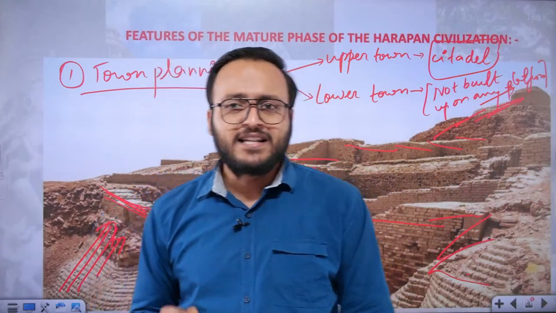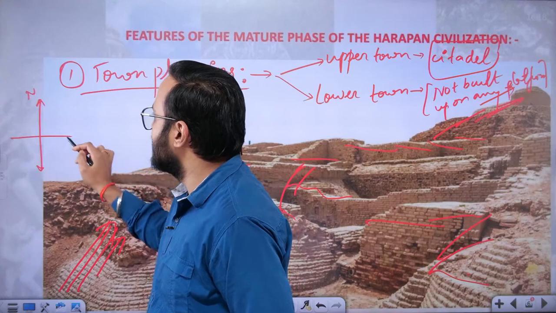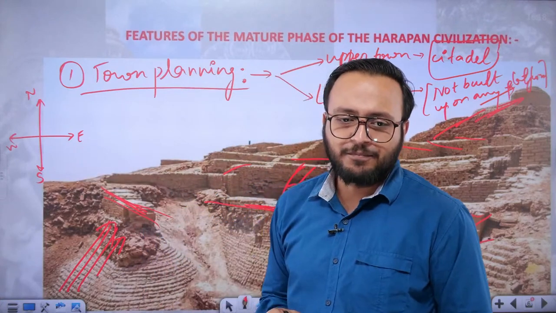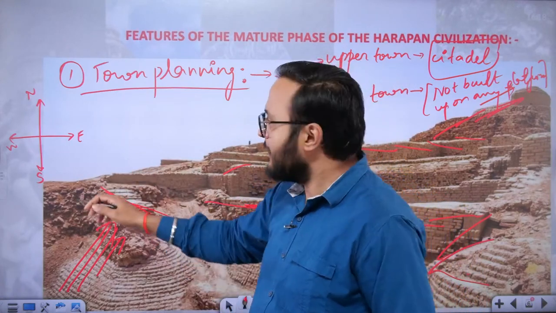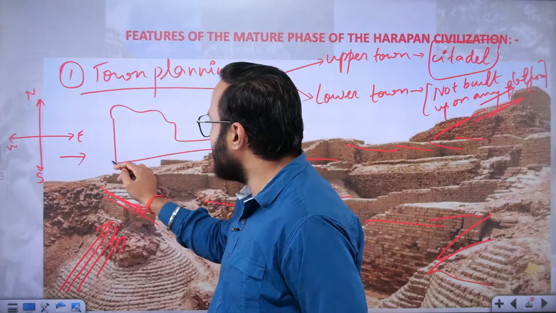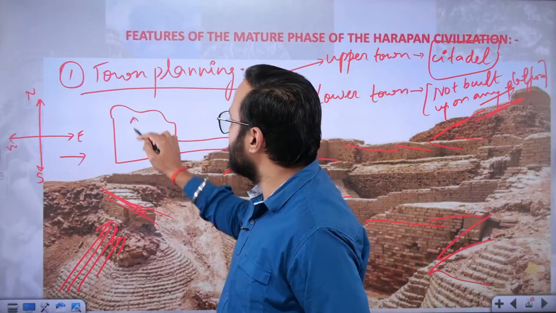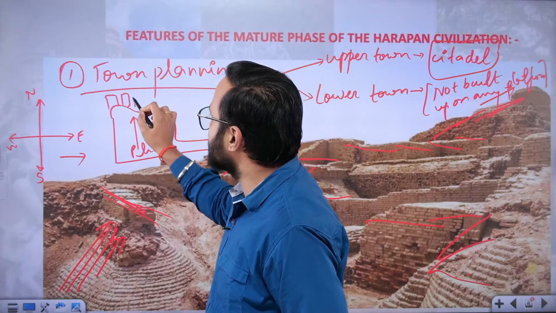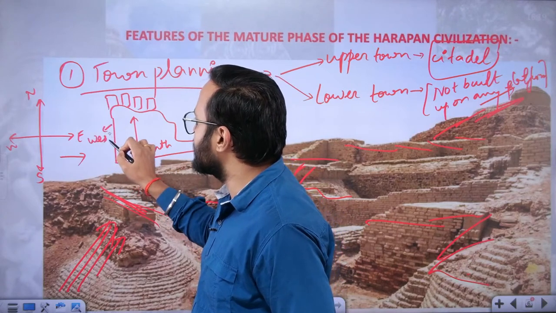So overall, suppose this is north, this is east, this is west, and this is south. After knowing the directions, can we make the diagram of this entire civilization? It might be something like that. Here you can see the elevated part, that is the plinth. On the plinth, you might have some houses or some structures. This is located in the western part of the city.